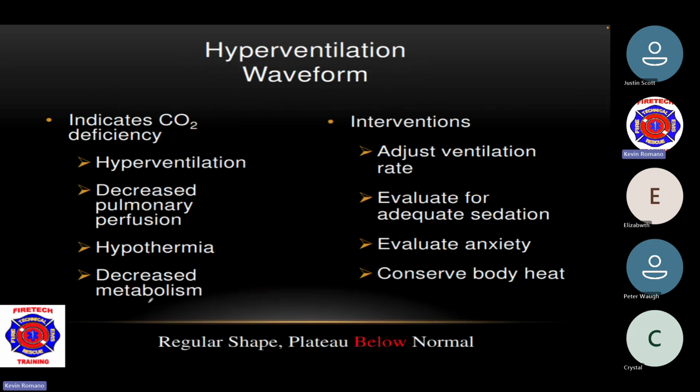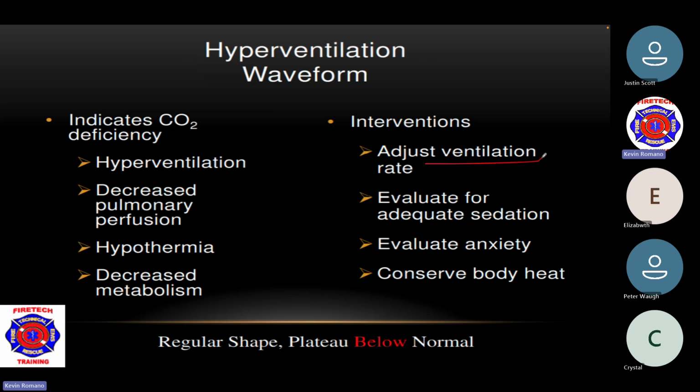All right, let's try something new. Hyperventilation waveform indicates CO2 deficiency. Hyperventilation, decreased pulmonary perfusion, hypothermia, and decreased metabolism. So what do we need to do to fix that? One, we got to fix the rate. They're hyperventilating. And a patient that is conscious and alert and oriented, breathing at 50 times a minute, right?